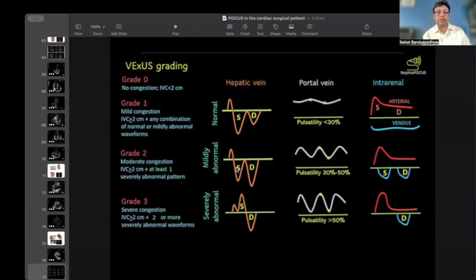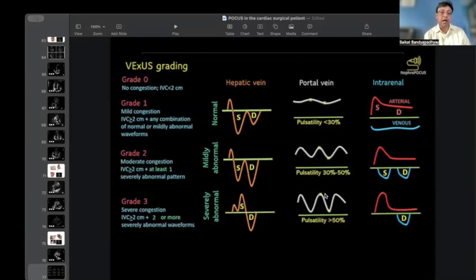If there's some abnormality happening, the first thing that happens is the systolic flow is blunted, diastole is predominant in the hepatic vein. There's more pulsatility, 30 to 50% pulsatility in the portal vein, and the venous pattern, which is continuous in a normal patient, becomes segregated into systolic and diastolic waves in a mildly abnormal case. In a severely congested heart, the systolic flow is inverted. So this is flow reversal in systole in the hepatic vein, and the pulsatility is 50 to 100% in the portal vein, and there's again a systolic flow reversal in the intrarenal vein.